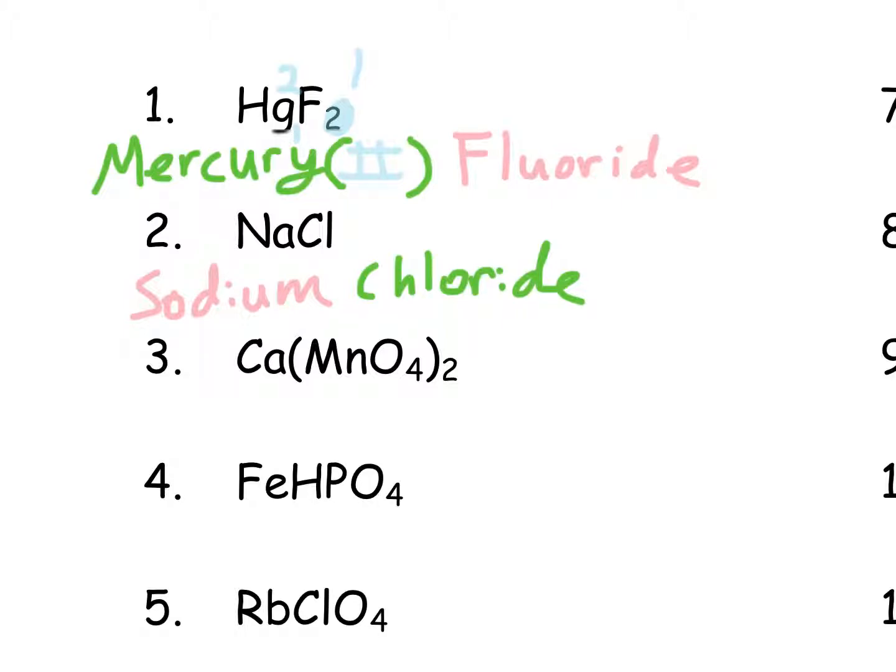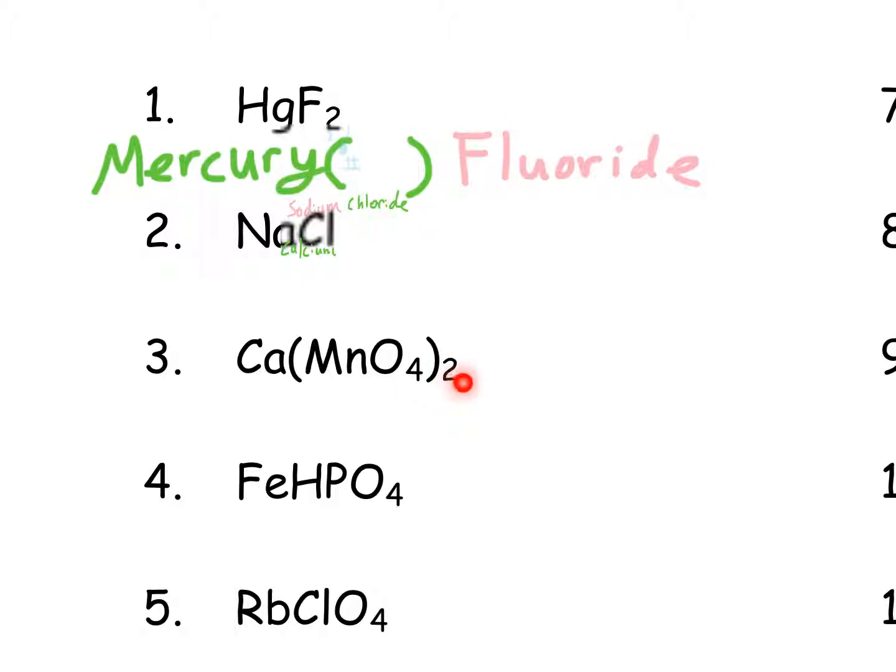Number 3, Ca is calcium. It is not a transition metal, so I don't need a Roman numeral. I look at the next part. This doesn't come straight from the periodic table. This comes from my polyatomic ion list. So let's look at the polyatomic ion list.